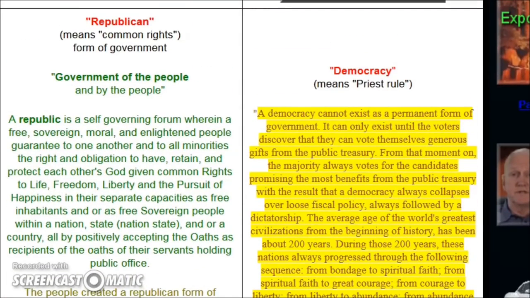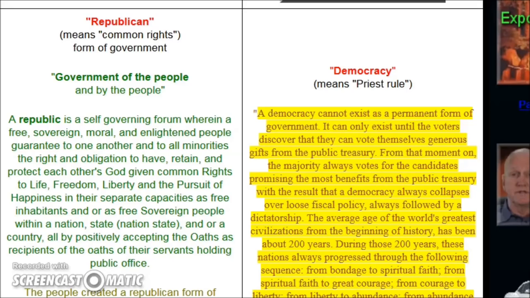And it goes like this: a democracy cannot exist as a permanent form of government. It can only exist until the voters discover that they can vote themselves generous gifts from the public treasury. From that moment on, the majority always votes for the candidates promising the most benefits from the public treasury, with the result that a democracy always collapses over loose fiscal policy. We're currently $18 trillion in debt, always followed by a dictatorship. That's coming next. The average age of the world's greatest civilizations from the beginning of history has been about 200 years. We're right about 244 years.